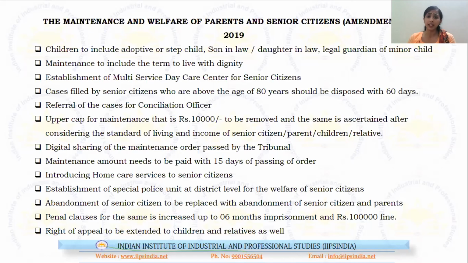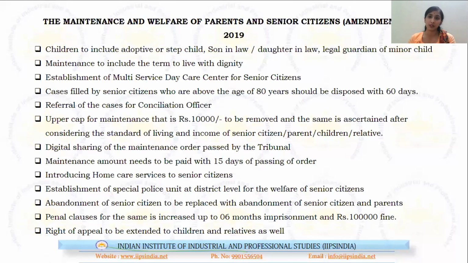And yes, the current act says that the maintenance amount needs to be paid within 3 months. So this amendment bill cuts it down to 15 days. So within 15 days of passing of the order, the respondent is supposed to pay the maintenance amount. If not paid, then again the warrant will be issued.